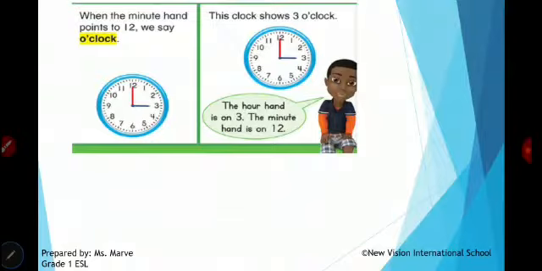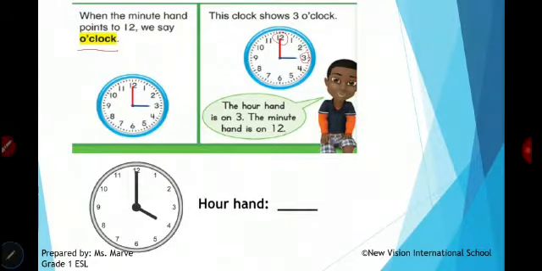When the minute hand points to 12, we say o'clock. Can you say it again? O'clock. Very good. This clock shows 3 o'clock. Why? Because the short hand or the hour hand is pointing to 3. And the long hand or the minute hand is pointing to 12. When you read a clock, you need to first read the hour hand. You will say 3 o'clock. Very good.